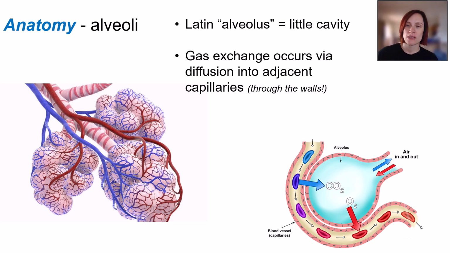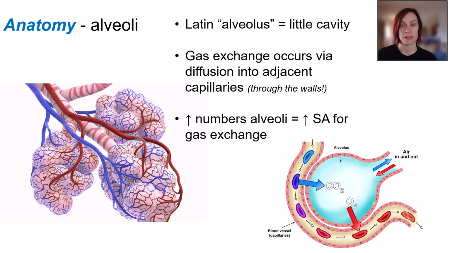Now there's a huge number of these tiny little chambers inside the lungs, which means we're increasing the surface area for that gas exchange to be happening. These are the gas exchange surfaces we've been talking about. Instead of having lungs like one big balloon, we're talking lots and lots of tiny ones to increase that surface area.